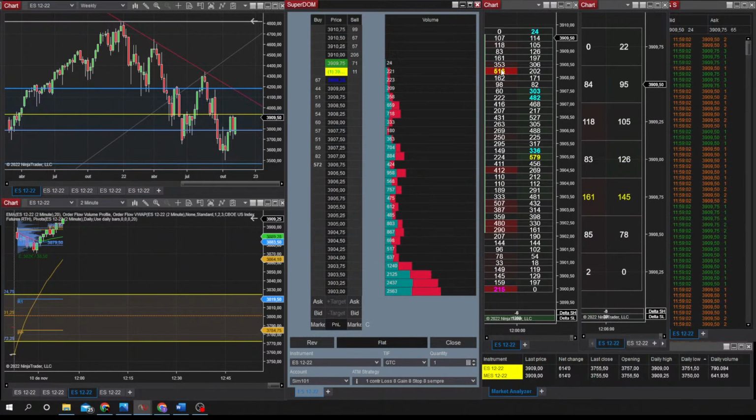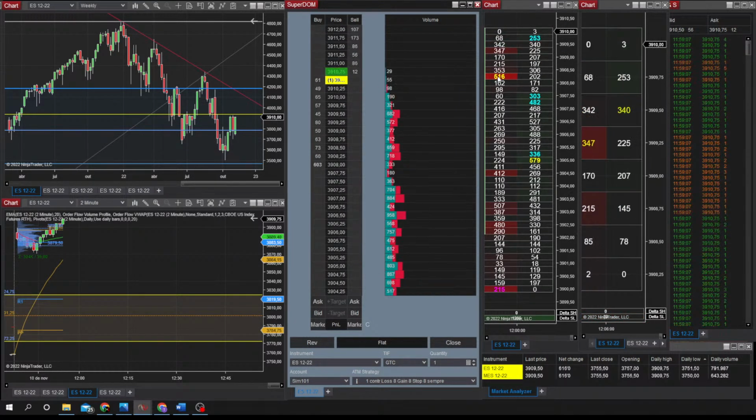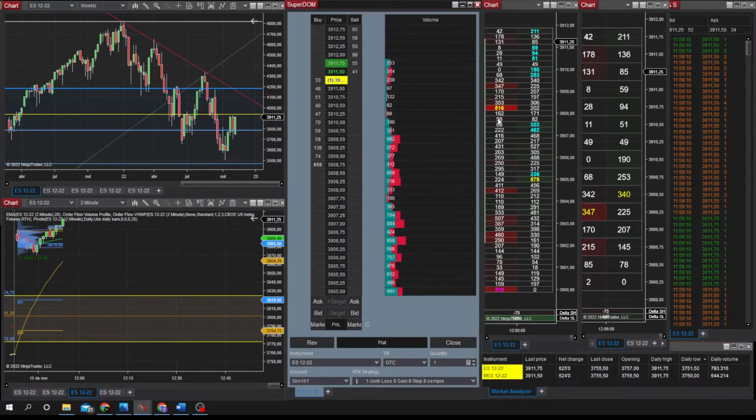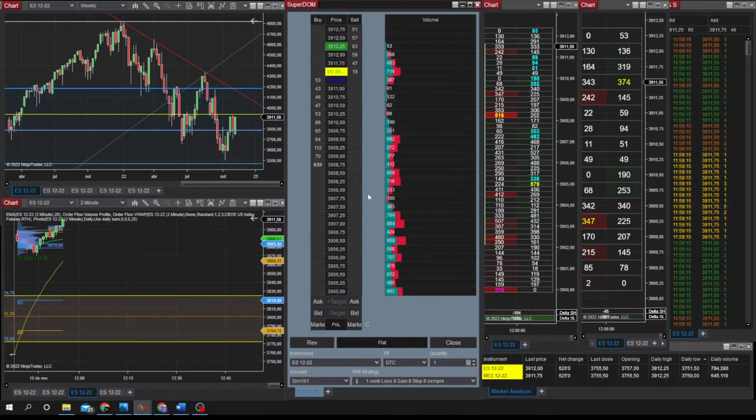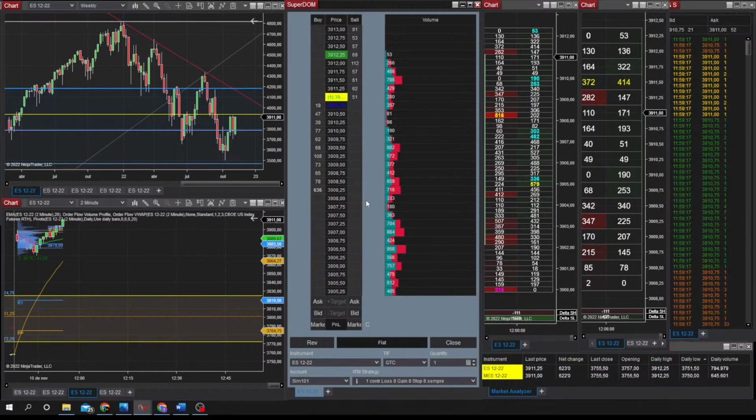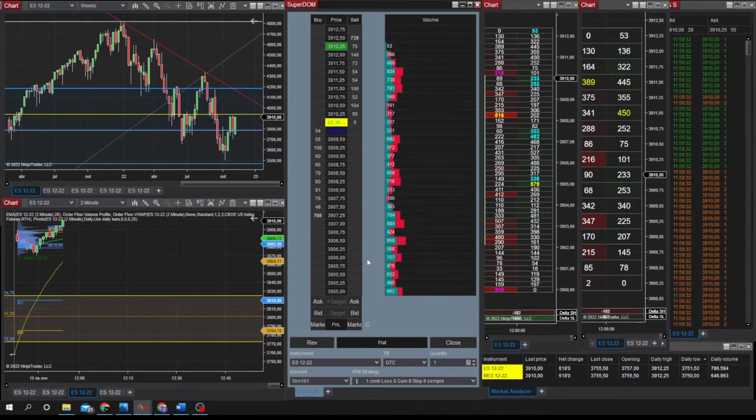Here, look at this absorption. Sellers try to make a defense, but the market and buyers bought that. So what we see here is that even though we're positive 6%, the net change 6%, it's still finding strength to move up.